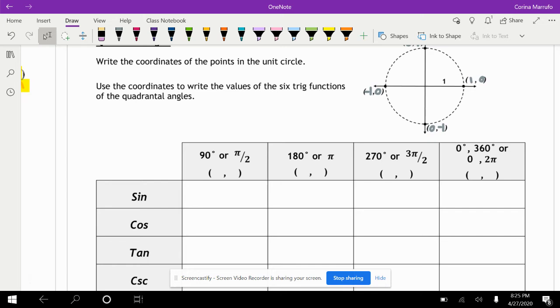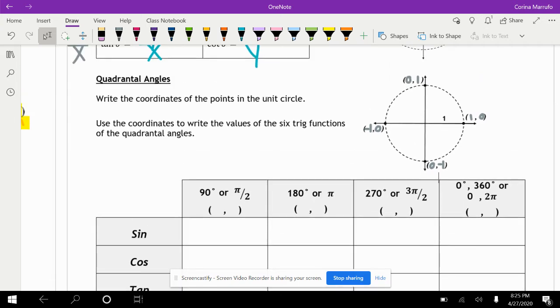They want us to rewrite this again. So 90 degrees is also known as pi over 2. And 90 degrees, which is up here, this number up here, that is 0, 1. So that's what I am going to write on here, 0, 1. At 180 degrees, my point is -1, 0. At 270, it's 0, -1. And then here, our point is at 0, 360, or 0 and 2 pi.